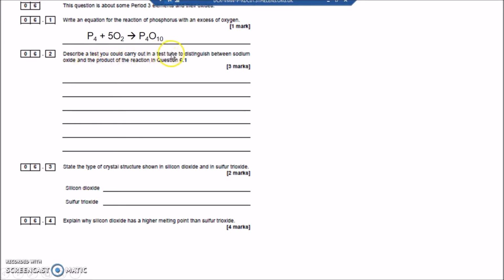Describe a test you could carry out to distinguish between sodium oxide, which is a white solid, and the product P4O10, which is another white solid. Well, sodium is a metal, so metal oxides tend to be basic alkalis, and P4O10, P is a non-metal. Phosphorus is towards the right of the periodic table in group 5, so that's a non-metal oxide, so they tend to be acidic.